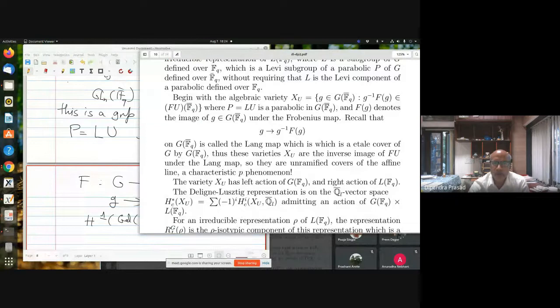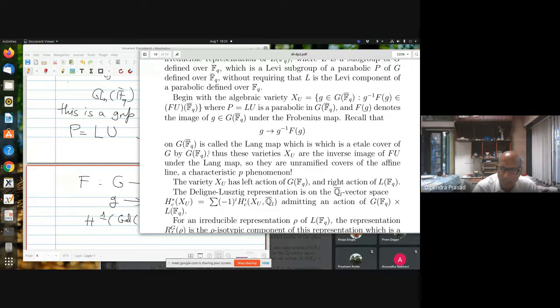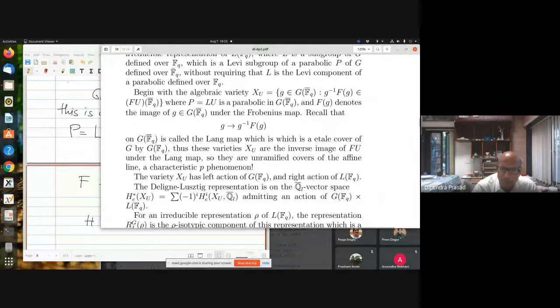So thus these Deligne-Lusztig varieties XU are the inverse images of FU under the Lang map. And as I said, the Lang map is an etale or what is called an unramified cover of the group. So these are unramified covers of the affine space, because unipotent group in terms of the variety structure is isomorphic to an affine space. And we are looking at an unramified cover of affine space. But in characteristic P, there are interesting coverings of the affine space. And this is one in which there is the Galois group G(FQ). Okay. So the variety XU has left action of G(FQ) and right action of G(FQ).